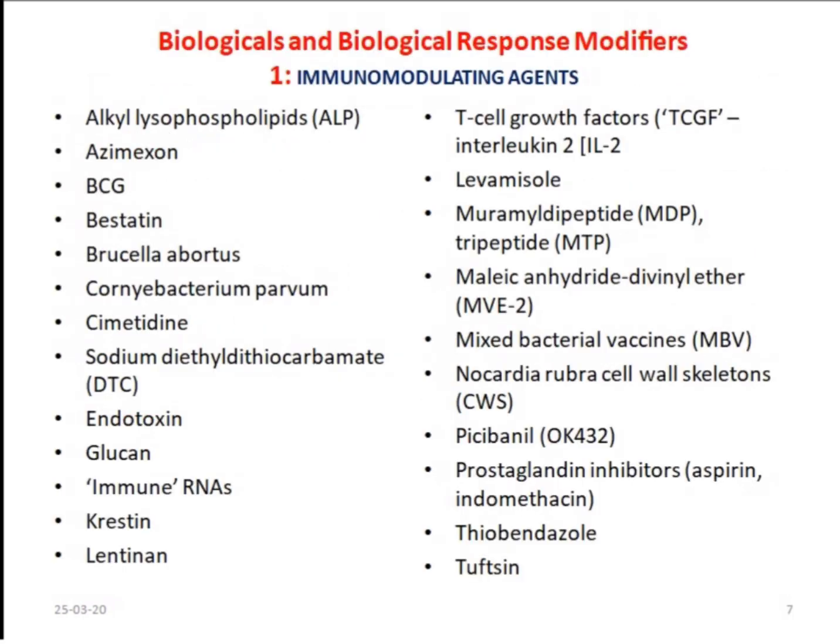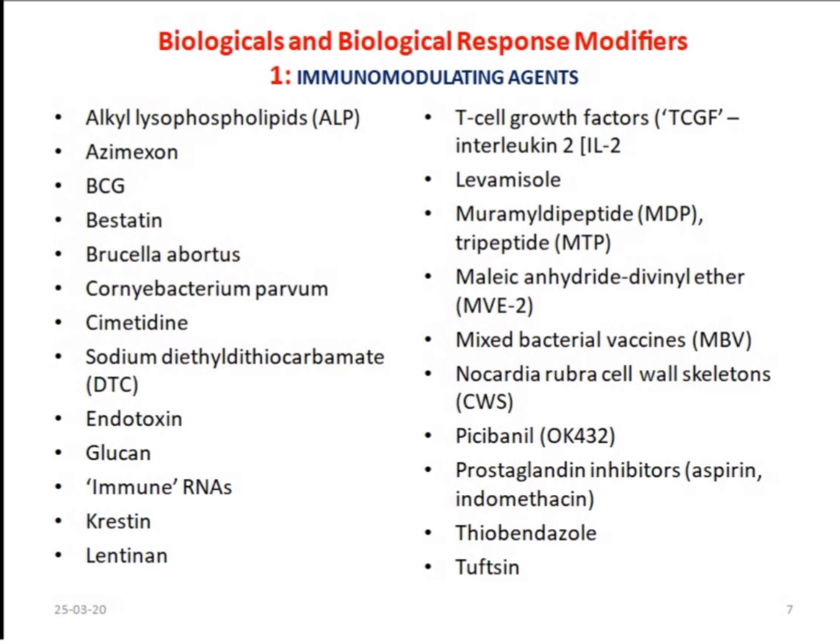Here there are some examples given: biologicals and biological response modifiers. The first category of these is called immunomodulating agents. Means your immune system will try to fight back against this transformation where the normal cell converts into the cancer cell. So once your immune system gets enhanced or more strengthened, then it fights back and tries to get those cells back into the normal condition. Here we have some examples.